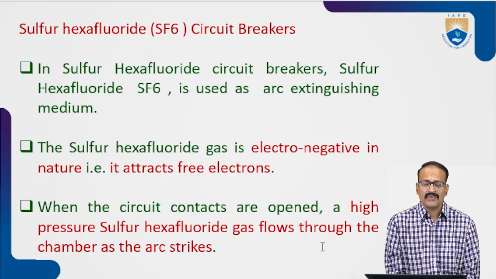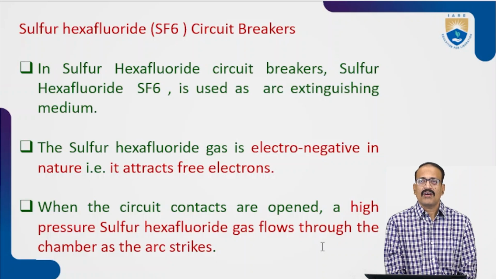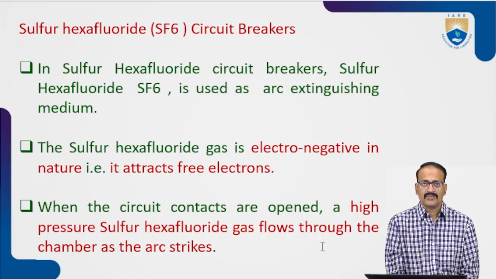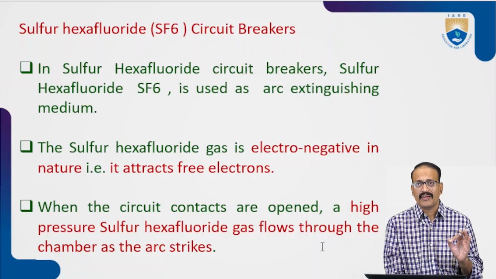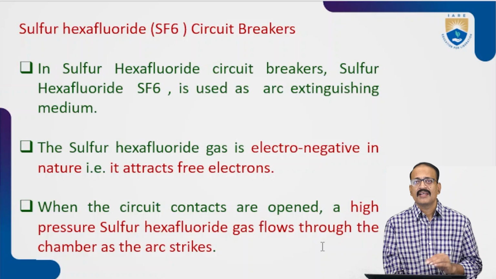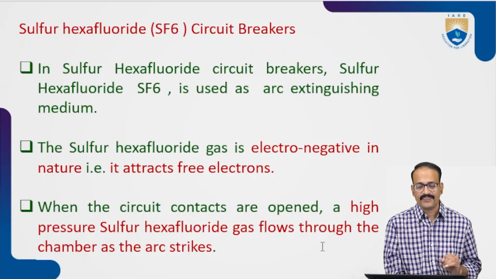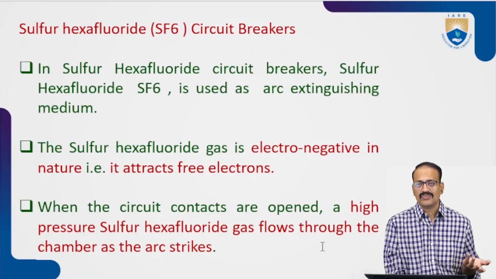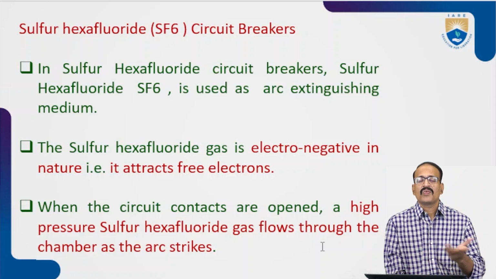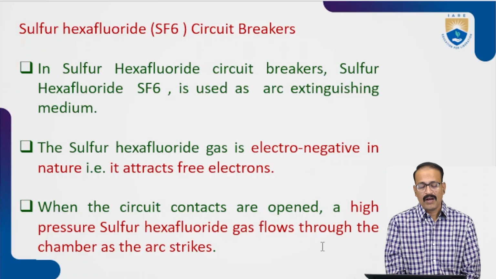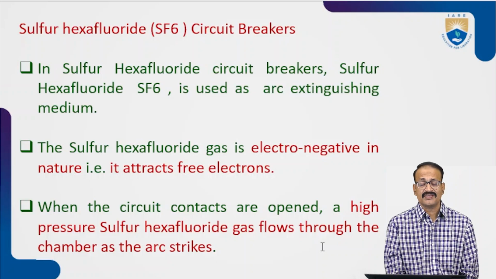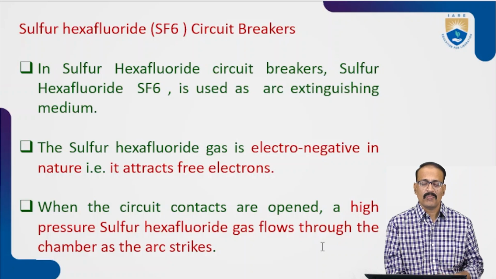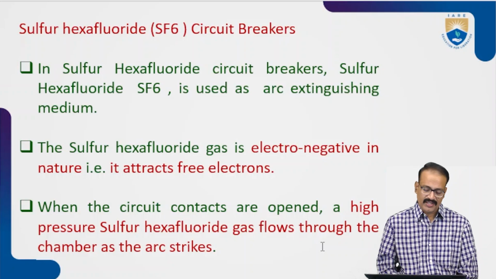So we are using SF6 as the arc extinguishing medium. The sulfur hexafluoride gas has one unique property, that is, it is electronegative. That means it attracts free electrons. So whenever there are no free electrons, there is no chance of the arc moving or being sustained. A high pressure SF6 gas flows through the chamber as the arc strikes.